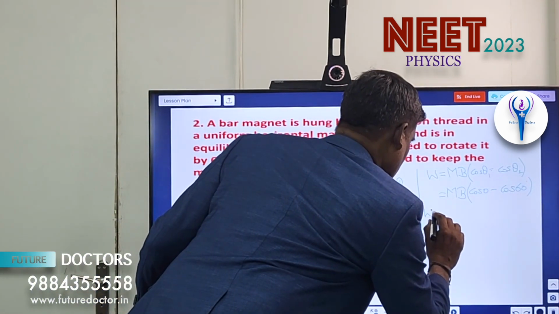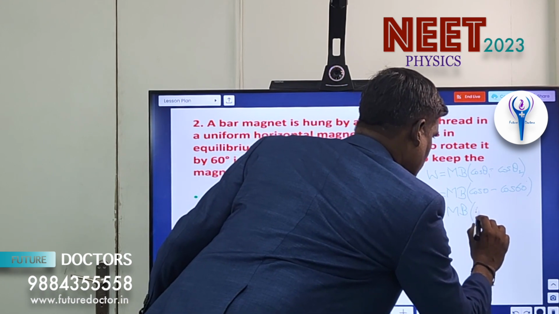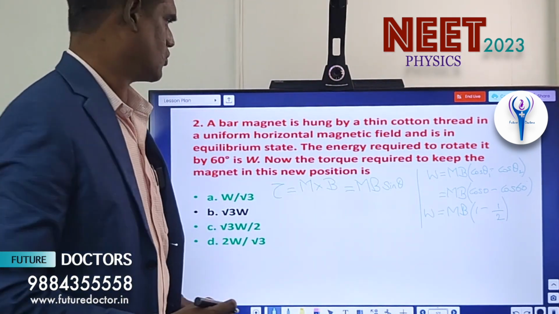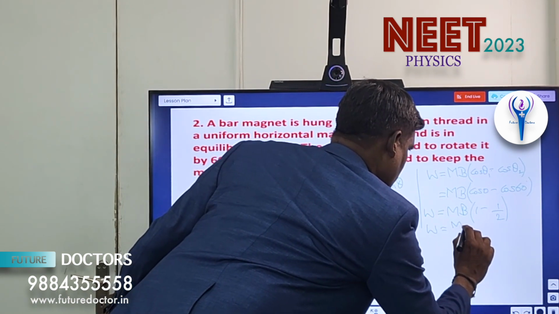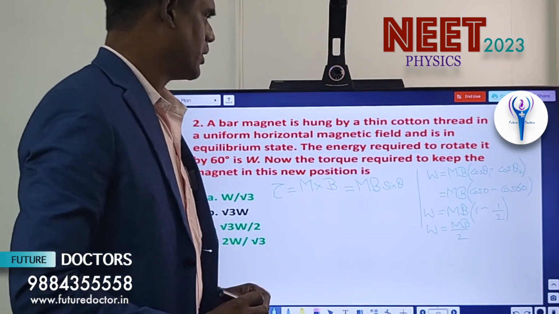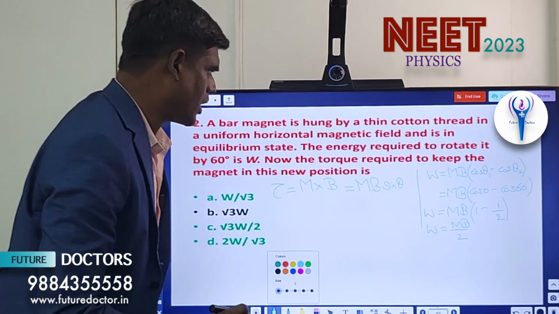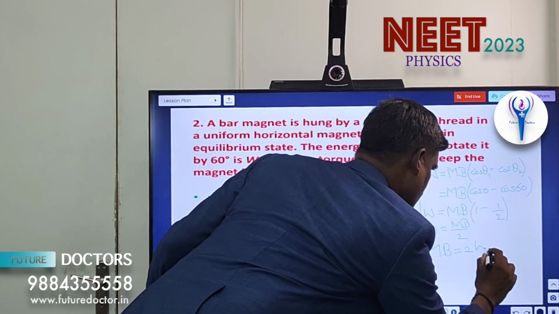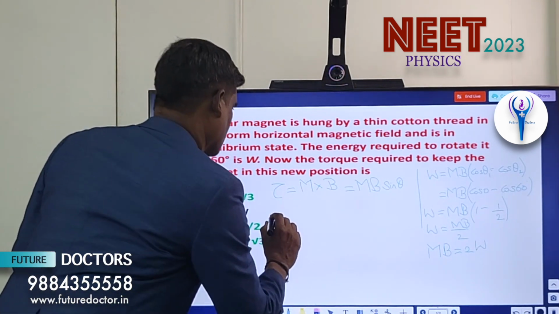Then W equal to MB into 1 minus 1 by 2. 1 minus 1 by 2 is 1 by 2. Then W equal to MB by 2. So MB equal to 2W. Then substitute this MB equal to 2W here.